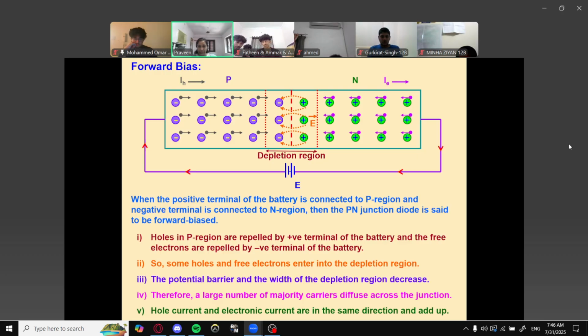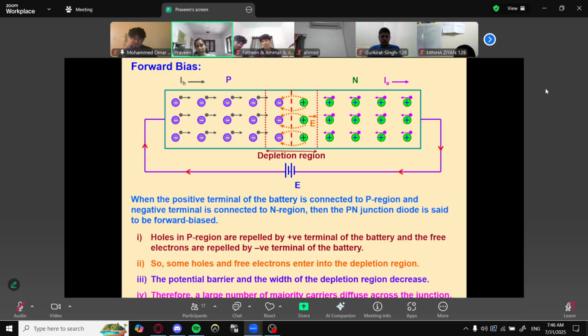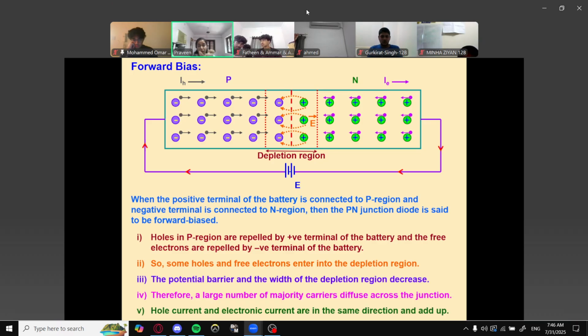Okay, when we connect like this, what will happen? The external potential and the barrier potential will be in the opposite direction. When they are in the opposite direction, the effective potential at that region will be reduced. The potential barrier will be reduced. When the potential barrier reduces, the depletion region's width will be decreasing, and hence majority charge carriers can cross the junction and diffuse to the other side. So here the hole current and the electron current will be in the same direction and they will add on.